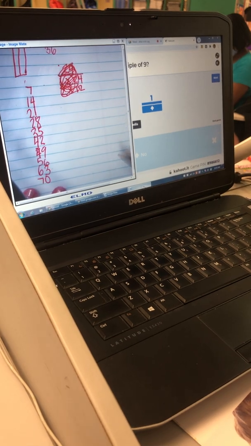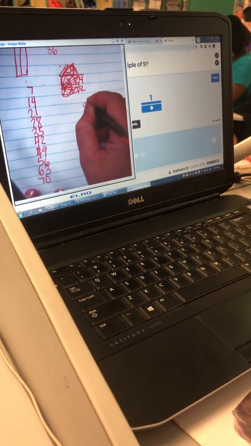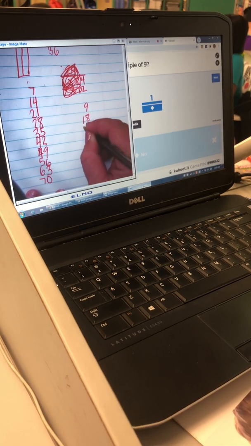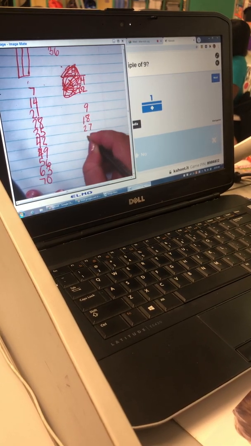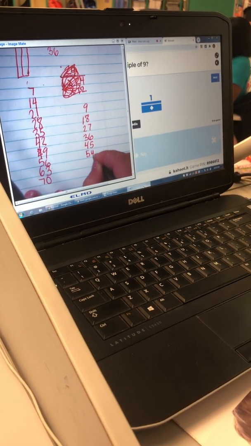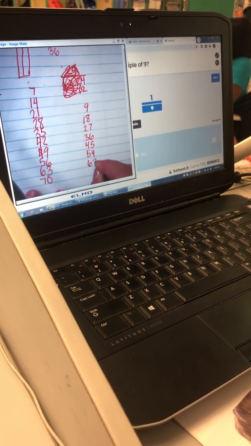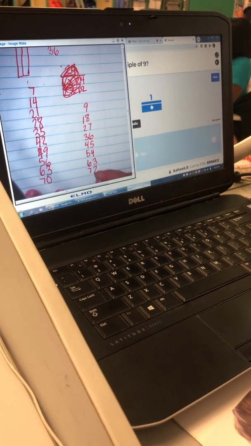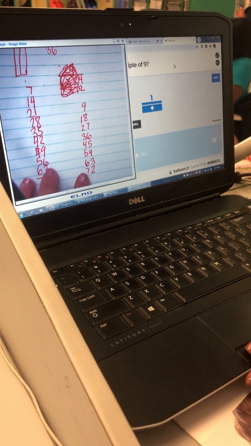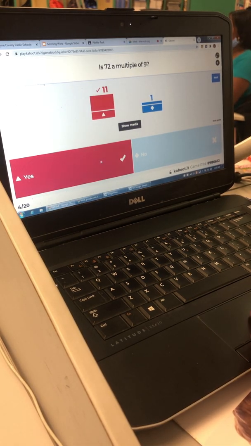Now it says multiples of 9. So I'm going to write all my facts: 9, 18, 27, 36, 45, 54, 63, 72. I can stop right there. So is 72 a multiple of 9? Yes.